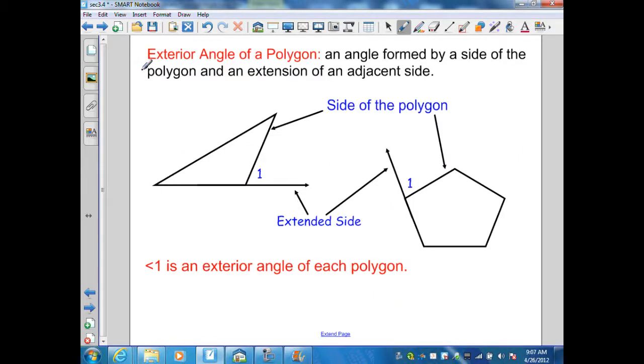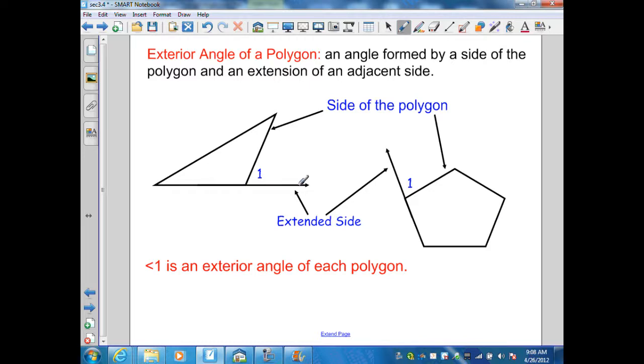On the previous slides, we discussed the interior angles of a polygon, specifically a triangle. Here, we want to talk about the exterior angle of a polygon. That is an angle formed by a side of the polygon and an extension of an adjacent side. So we have two polygons here, one 3-sided triangle, one 5-sided pentagon, and we have identified the sides. Here we have 1, 2, 3 sides. Here we have 1, 2, 3, 4, 5 sides.